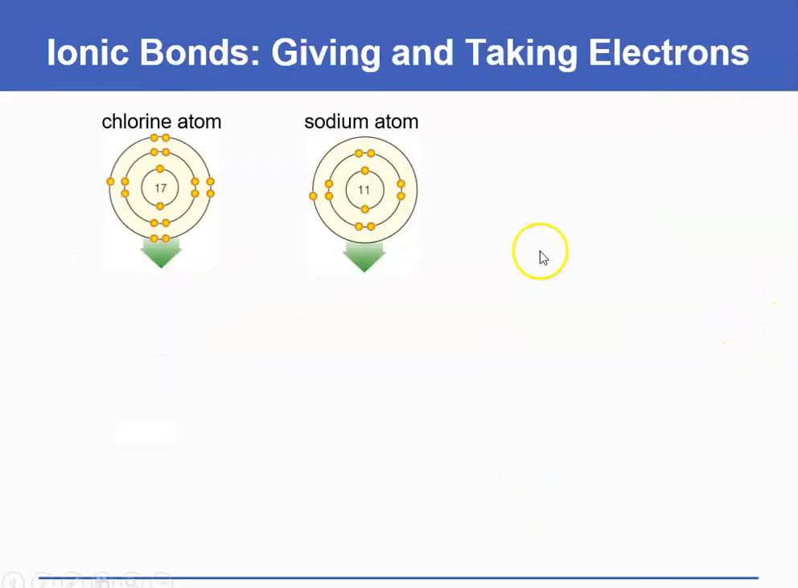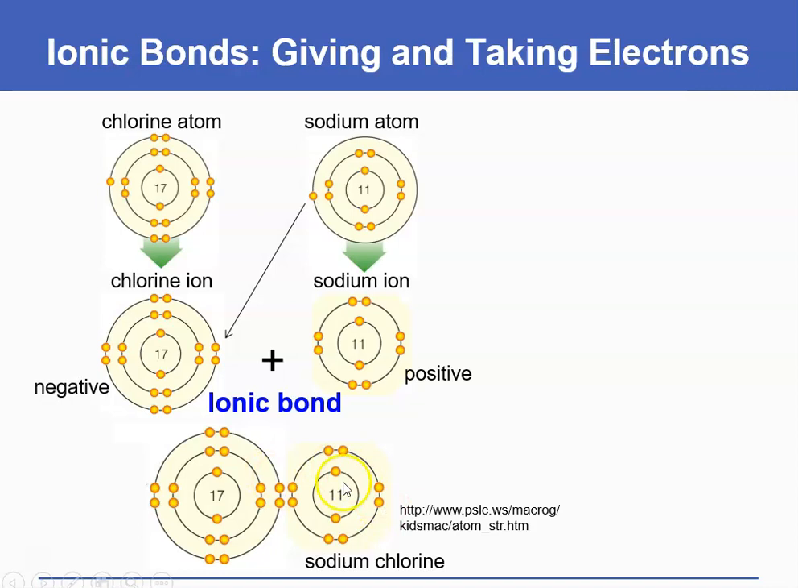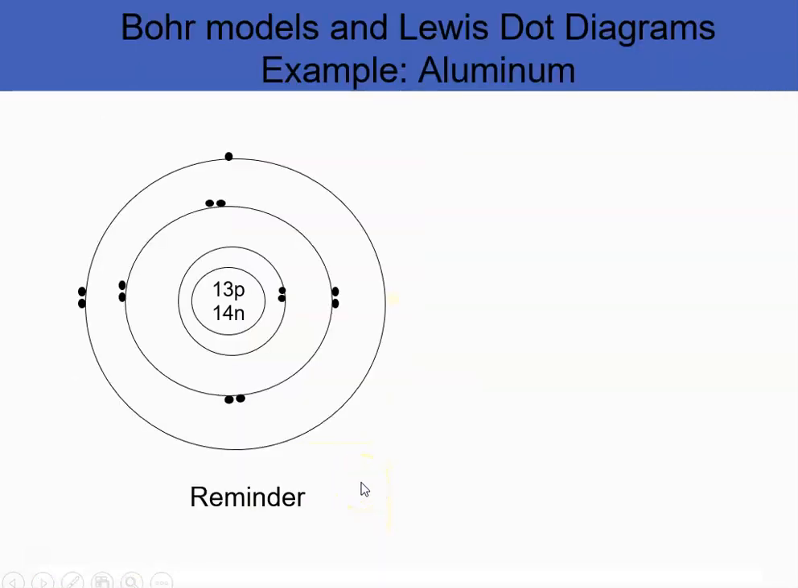So again, an ionic bond forms when you've got a positive ion and a negative ion that come together. And this is usually from one atom giving up its electron to another atom that is almost full, becoming a negative ion, and then forming that ionic bond.